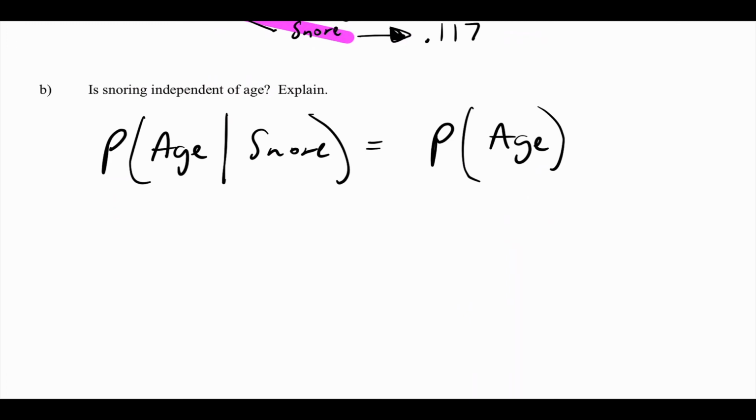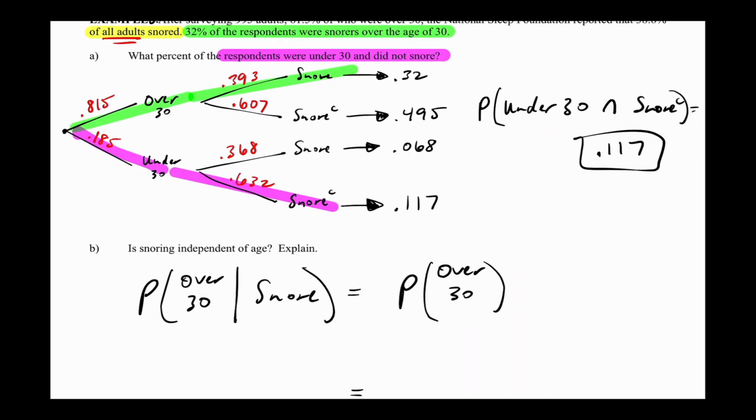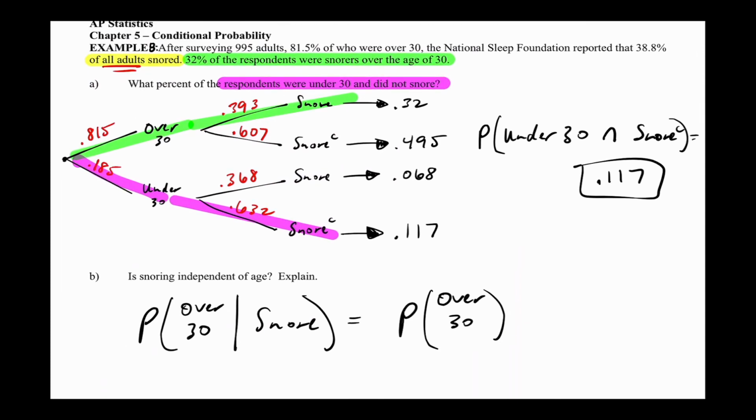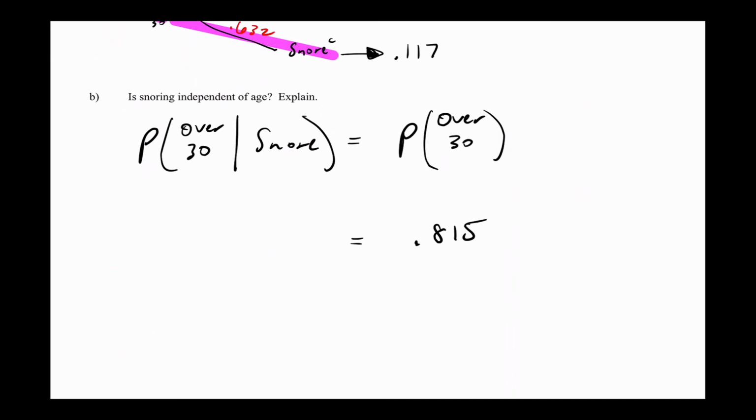So for age, if I use over 30, I'm also going to have to use it on the other side of the equal sign. Okay? So I will say probability of over 30 and a snorer. Well, the easy one is the probability of being over 30. What's the probability of being over 30? 81.5. They told me that, and it's on my tree diagram. That's the probability of being over 30. Okay, so I'm going to put that one there, 0.815.